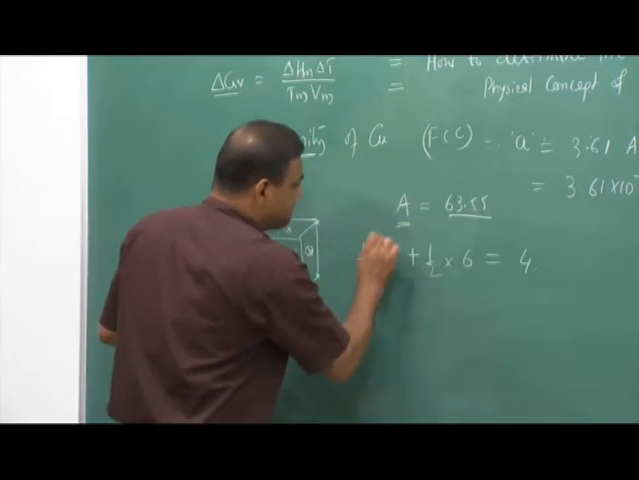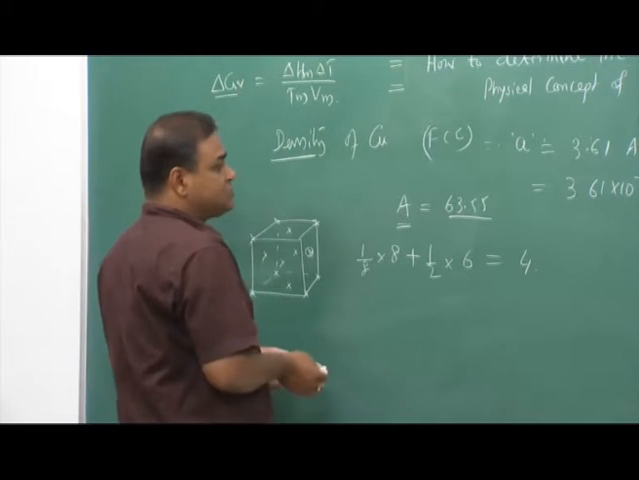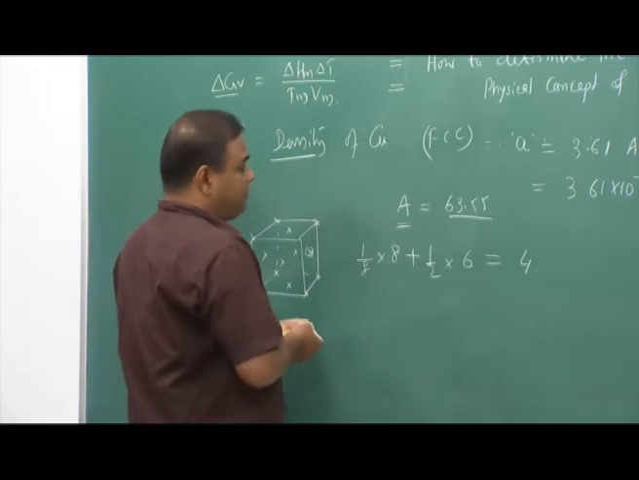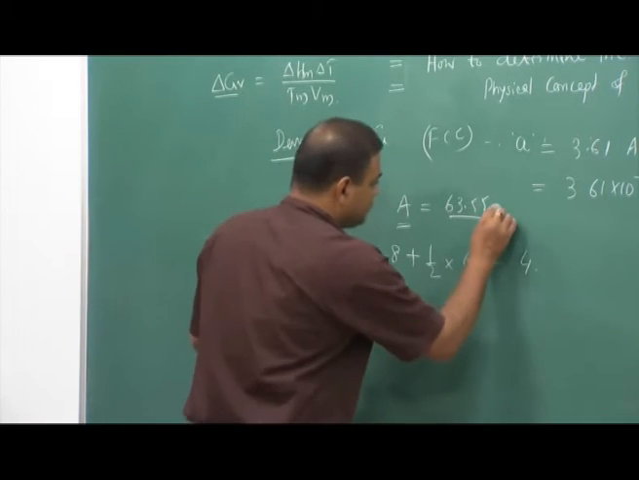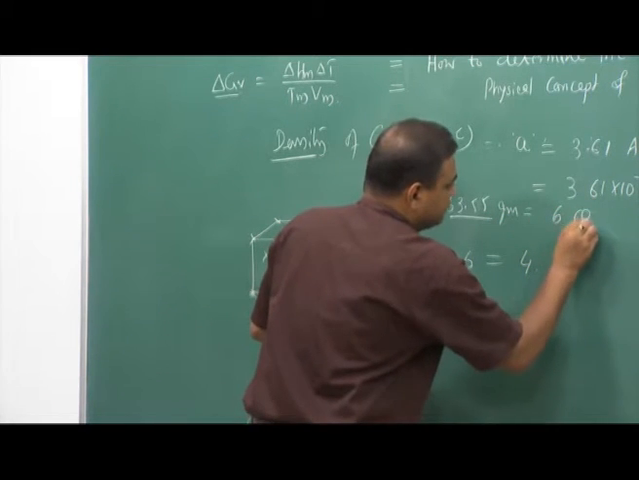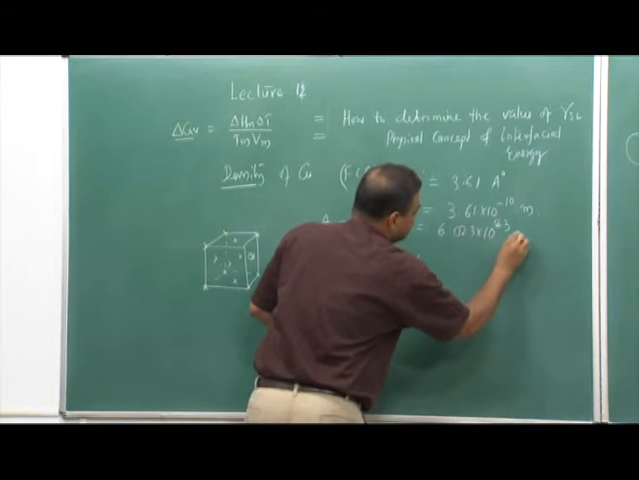Now, this atomic weight information we can relate to the Avogadro number, because it is a mole of copper. So, this many grams is equal to 6.023 into 10 to the power 23 atoms.